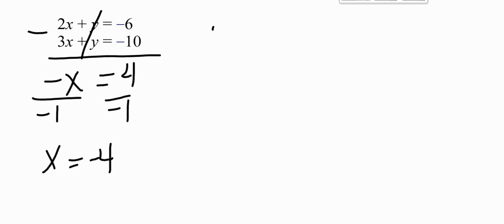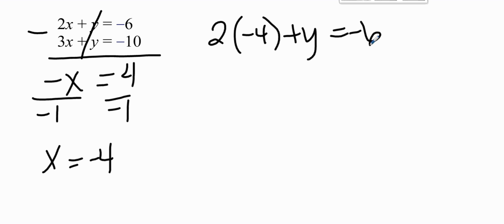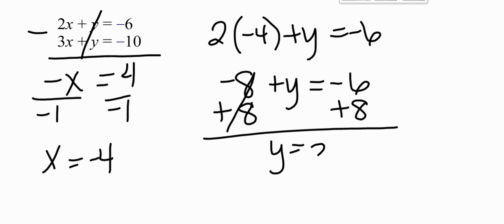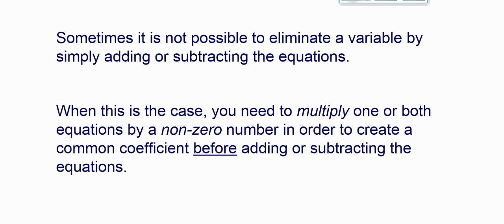Then I go back and plug it back into one of the problems. So 2 times negative 4 plus y equals negative 6. 2 times negative 4 is negative 8, plus y equals negative 6. To solve for y, I'm going to do the inverse operation and add 8 to both sides. Y equals 2. So my answer is negative 4, 2.